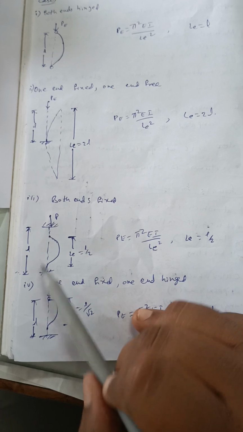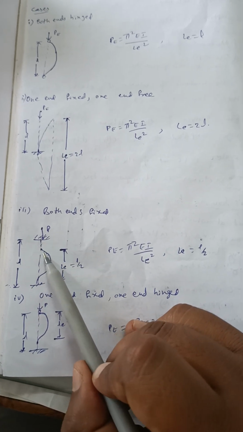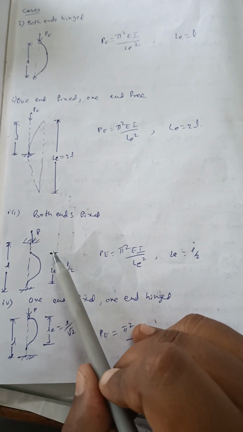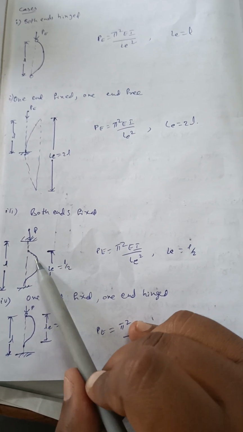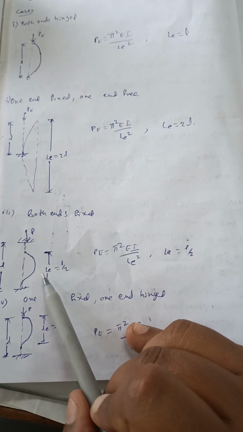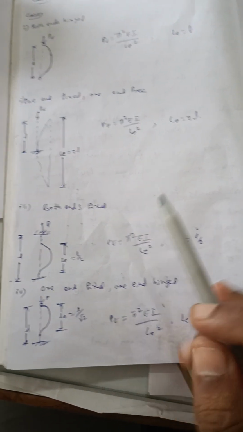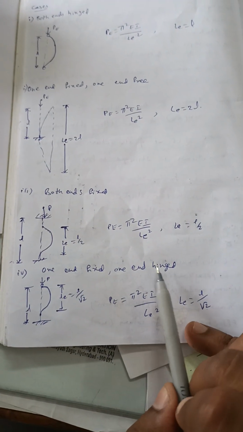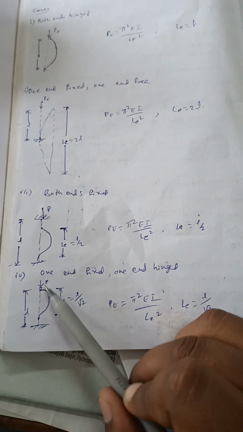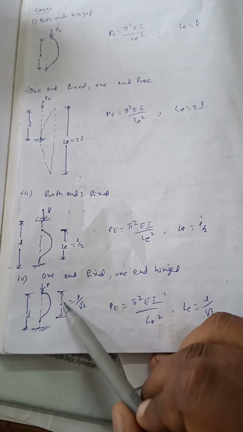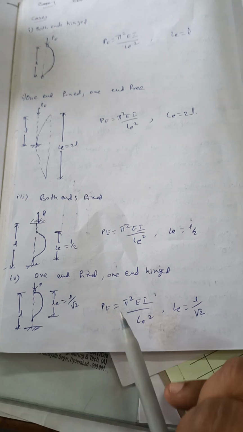When both ends are fixed, the buckling will be like this. This is your effective length, the portion which has bent, LE is equal to L by 2. So instead of LE, you will substitute L by 2. When one end is fixed and one end is hinged, this will be your buckling. Then LE is equal to L by root 2. So instead of LE, you need to substitute L by root 2.